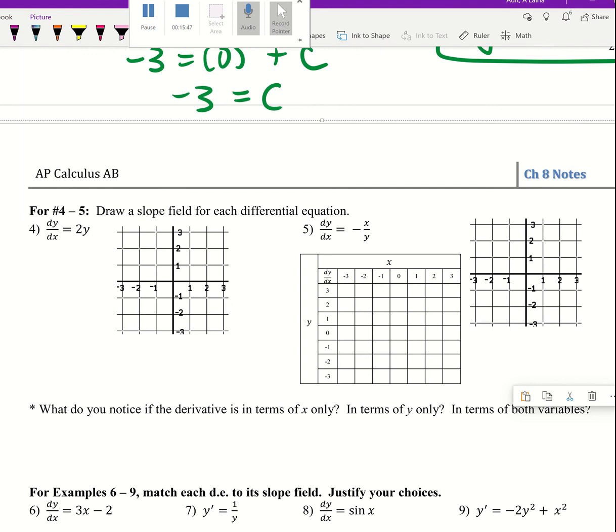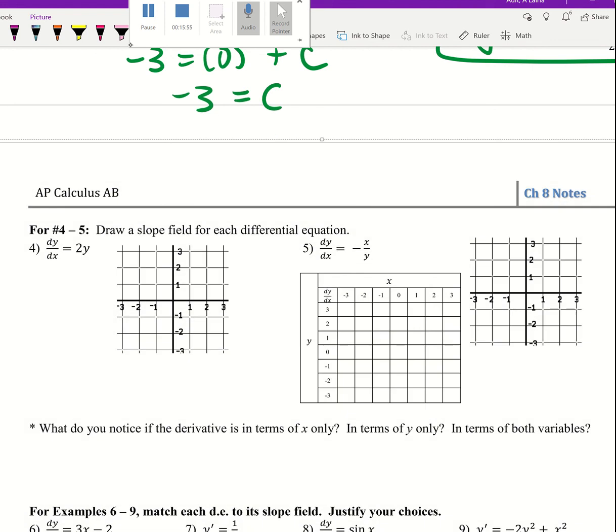It looks like I'm going with x's from negative 3 to 3, and the same thing with y. So I could pick any ordered pair I want. Maybe I'll start with the ordered pair (0, 1). Well, notice this is in terms of y. So at the point (0, 1), I would have a slope of 2 times 1, which is 2. So I want a slope that looks like it's going up 2 over 1.